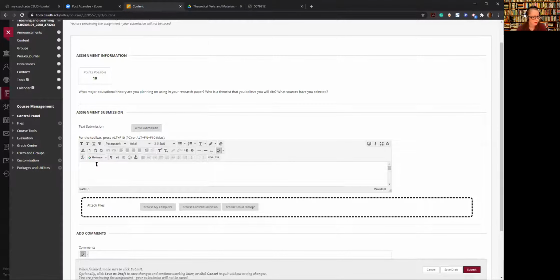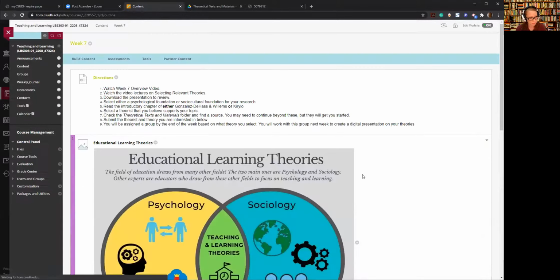And so you could put it here. So for example, if I said, I'm going to use Funds of Knowledge by Moll et al., because there's a lot of them. There you go. I got my theory and my person. That's all you got to do. Doesn't even need to be a full sentence, to be honest. And you're going to submit that to me this week.